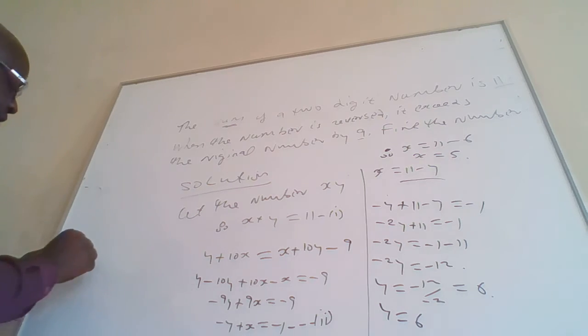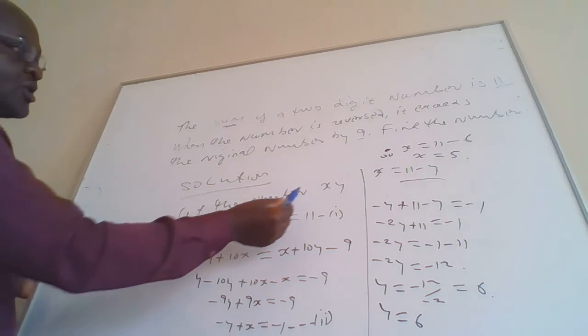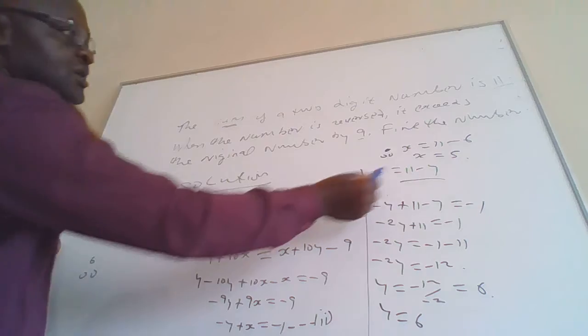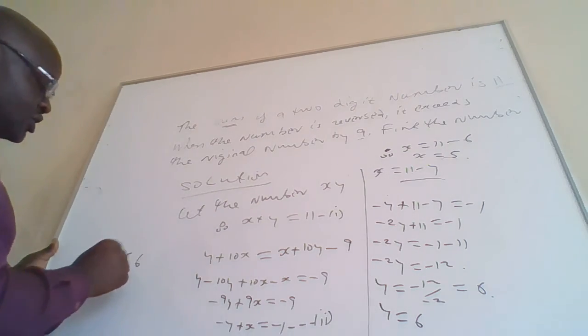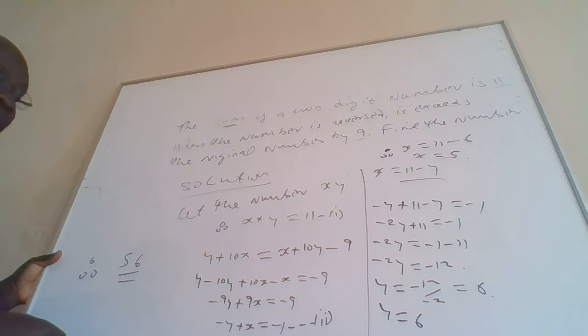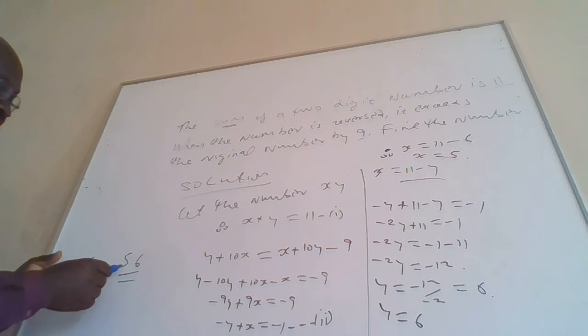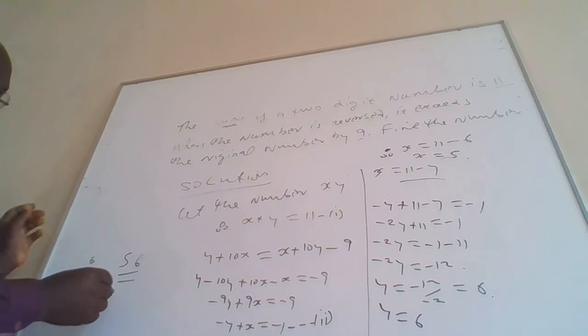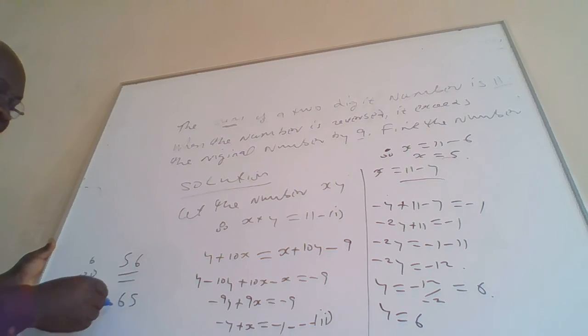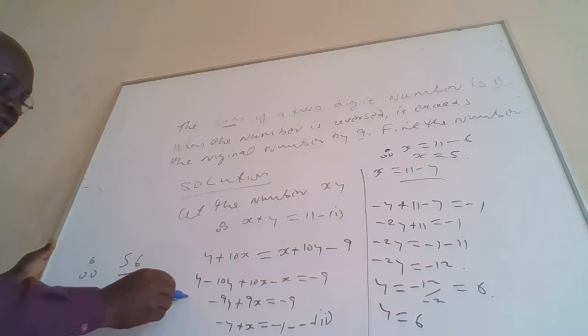Okay, therefore the number will be x is 5, and then y is 6. So the number is 56. The original, when you add the sum 5 plus 6, you have 11. When you reverse this number, we shall have 65. 65 minus 56, we have 9.